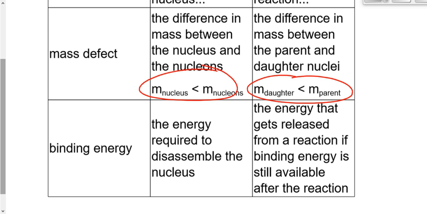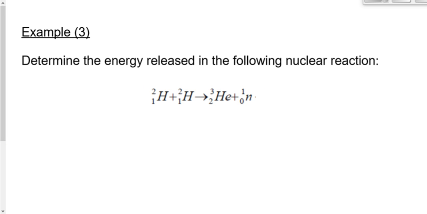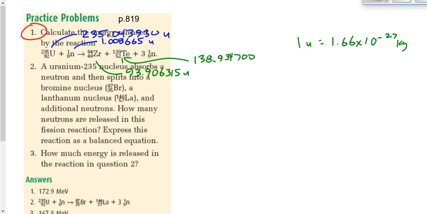What I want to do right now is have you work on one of those questions from your textbook. Let's go with question number 1 in your textbook on page 819. Let's have a look at this now. We've got some masses written on the board for these different nuclei. Uranium-235 and a neutron have masses of 235 and 1. We add those up to get the total mass of the reactants, or you could say of the parent. What is the mass there when we add those up?